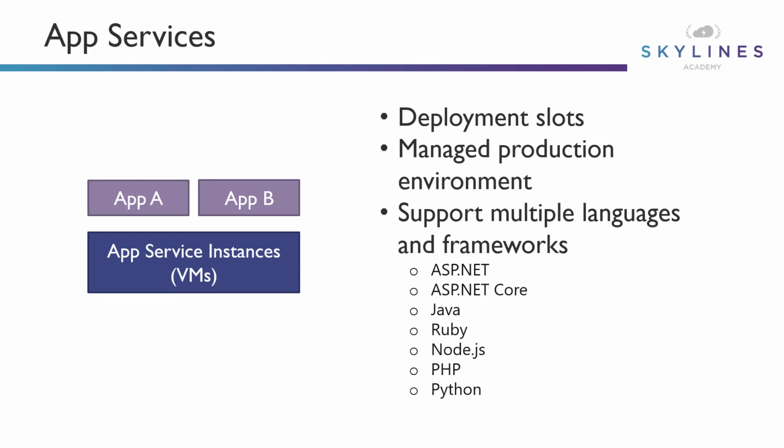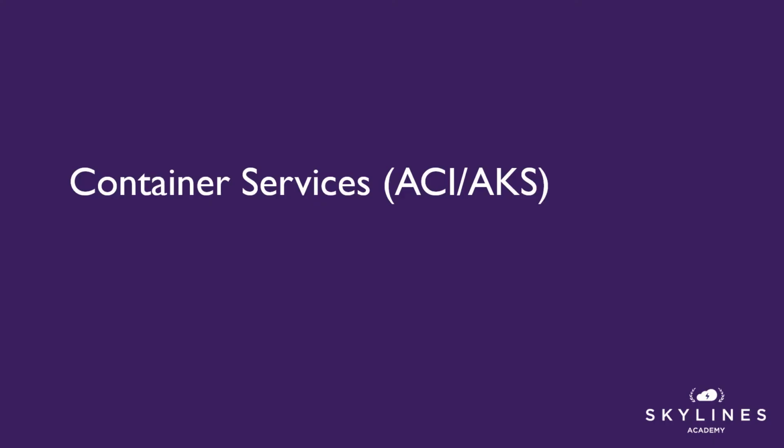Okay, so we've got VMs, we've got scale sets that go up and down, we've got app services, fully managed VMs for us that allow certain application frameworks. What else do we have?